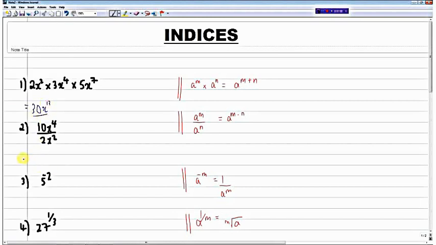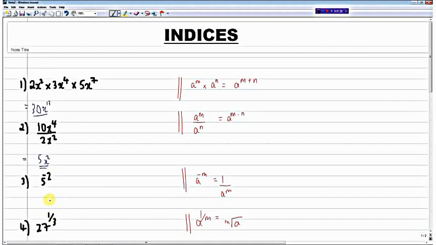Now the second law is the division law. Again, since we've just got numbers here, we can divide them straight away. So we can say 10 divided by 2 is 5. And then to deal with the x terms, the law states you basically do the numerator power minus the denominator power. So here, the numerator power is 4, denominator power is 2, so the answer would be 5x squared.